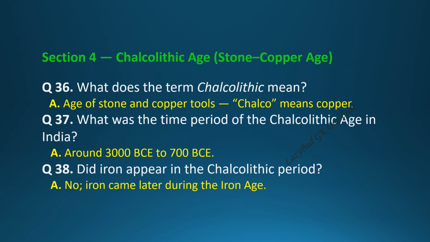Chalco means copper. Question 37. What was the time period of the Chalcolithic age in India? Answer: around 3000 BCE to 700 BCE. Question 38. Did iron appear in the Chalcolithic period? Answer: no, iron came later during the Iron Age.